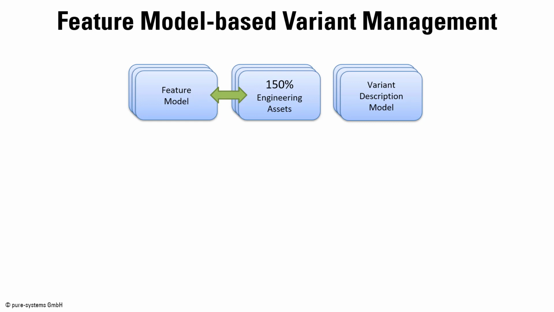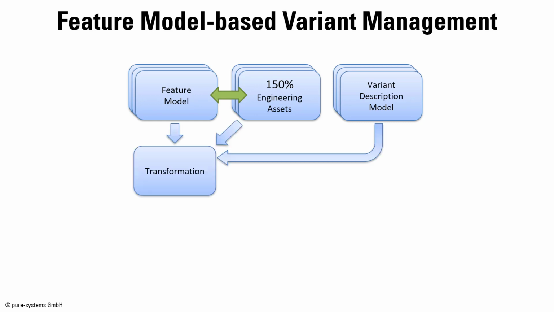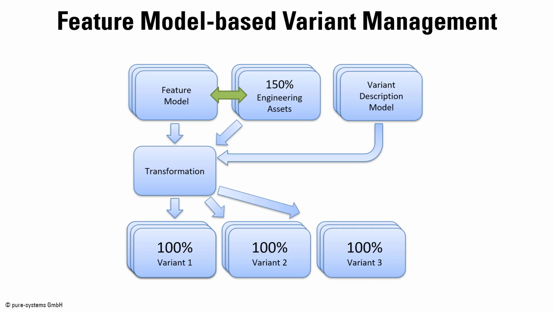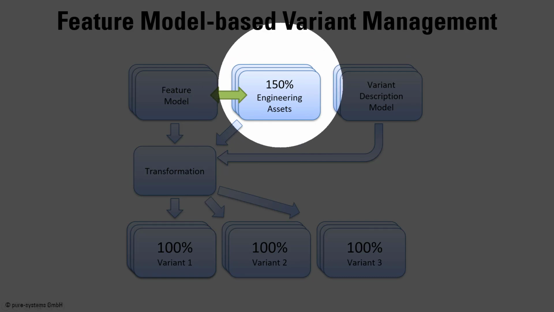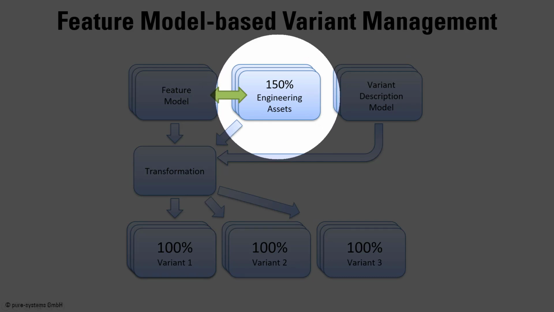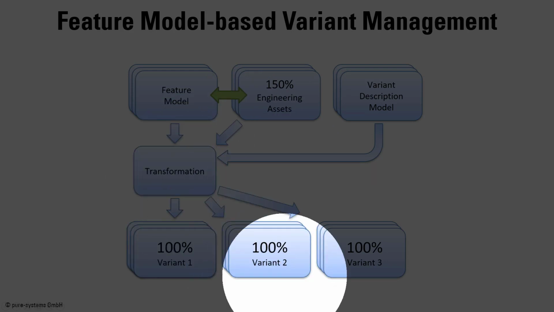that is valid. And in the end, you then can use this input to generate out of the 150% variant engineering assets, the variant specific ones. So meaning you can also generate out of your 150% enterprise architect or system architecture and software architecture, the variant specific ones.